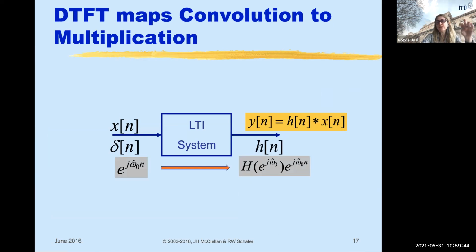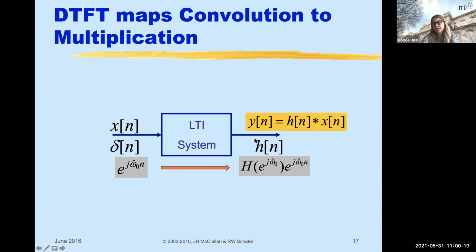Now we've shown this already for the continuous time Fourier transform: convolution in the time domain is the same as multiplication in the frequency domain, equivalent operations. Remember, in an LTI system, my signal goes in, and if I know the impulse response of this system, I can find the impulse response by sending an impulse function or impulse sequence to the system.